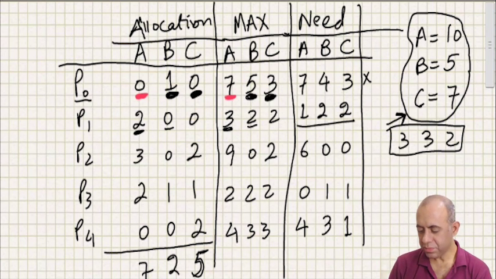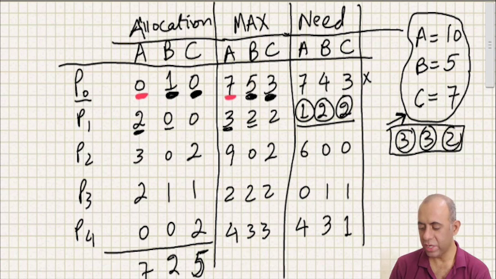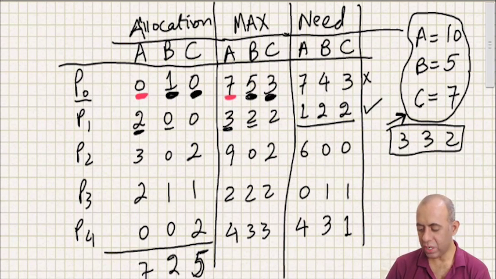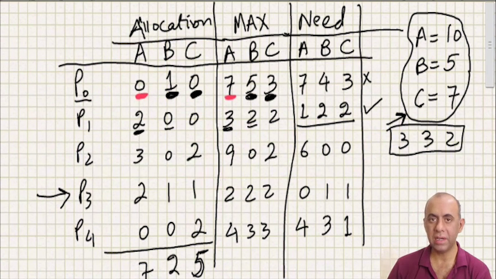1, 2, 2. It requires 1, so we are able to meet using 3. It requires 2, we have 3. It requires 2, we have 2. So that means we are able to meet the need of process P1, right? But we are not able to meet the need of other processes. Maybe one of them, like for example, we may be able to meet the need of P3, but we simply take the first process, which is P1, right?